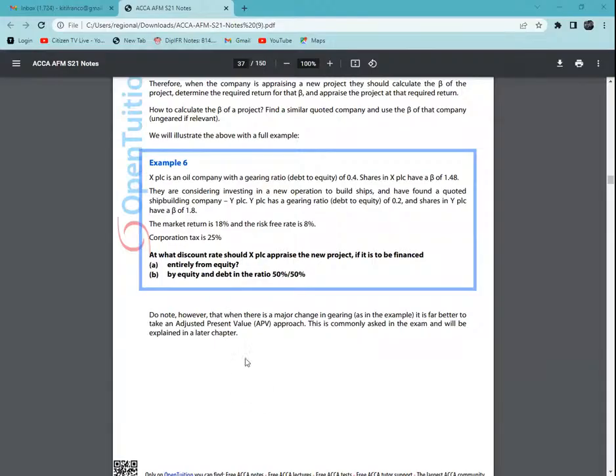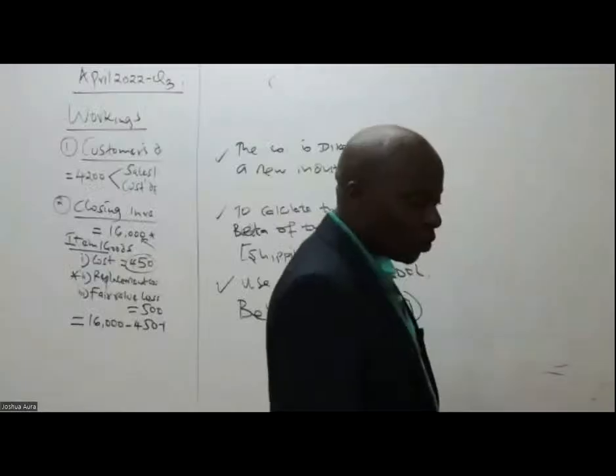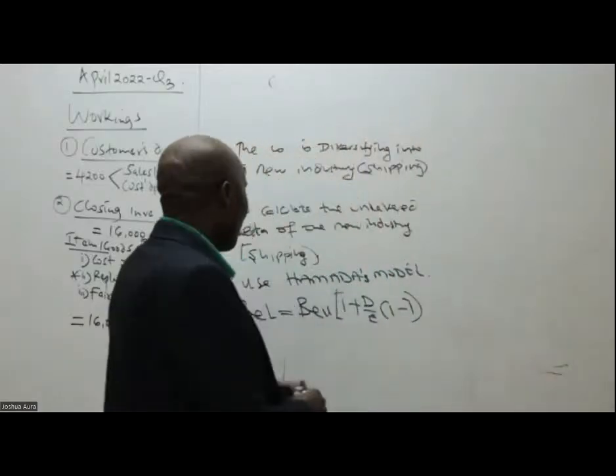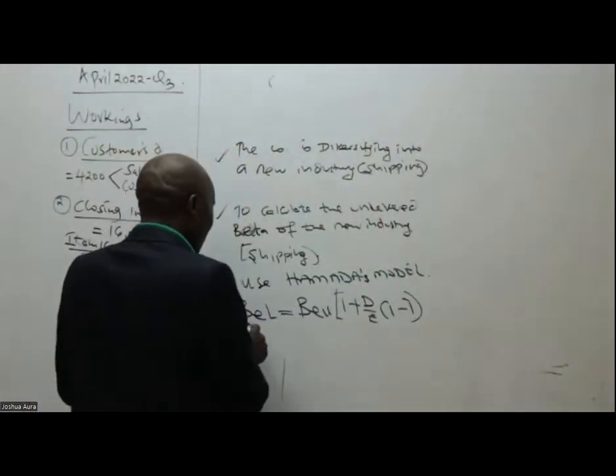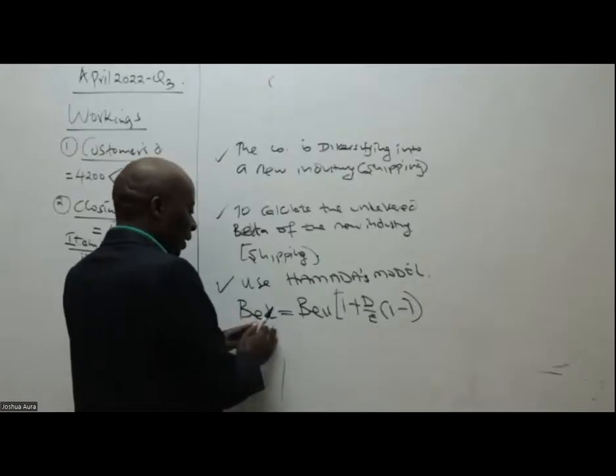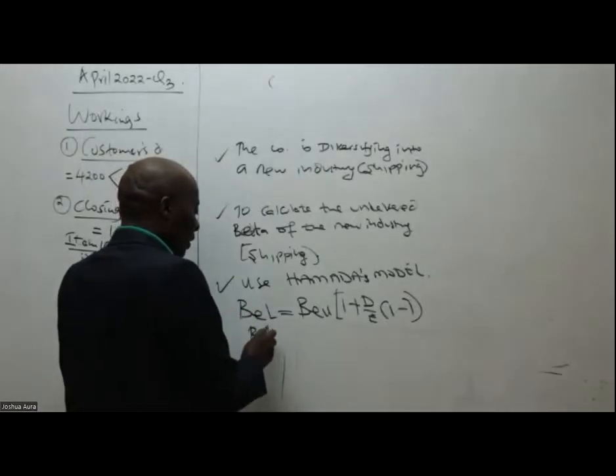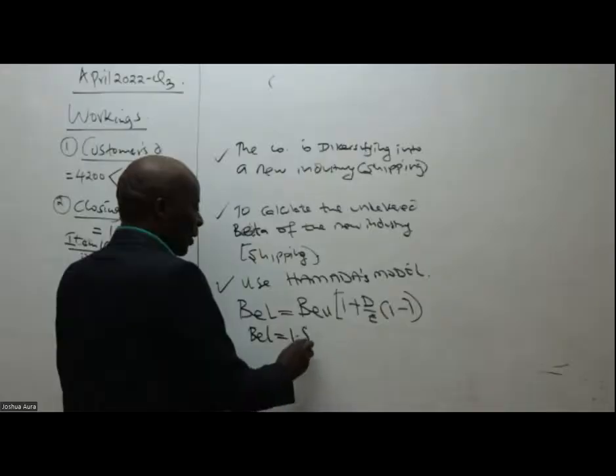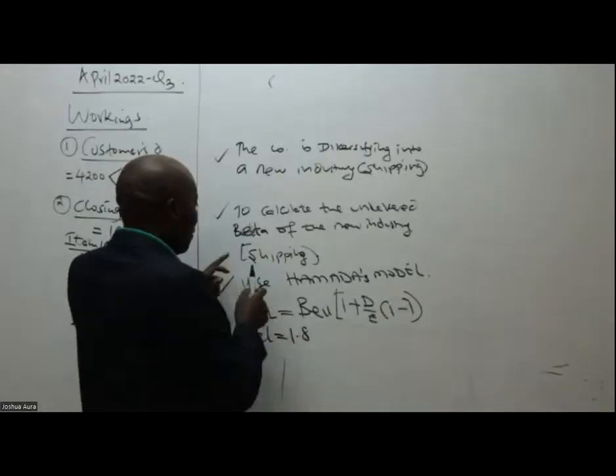Yeah, it's levered. Thank you so much. Do you know why? It's because for this shipping company, they have already told us that there is debt in here. You can see debt to equity. So it's beta equity of a levered firm. This 1.8 is the beta equity of the levered firm because this firm already has debt in it. So, ladies and gentlemen, they have given us Bell. Bell is beta equity levered, which in this case is 1.8 for the new industry.